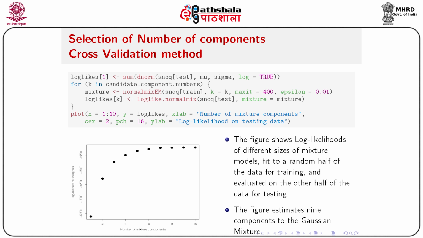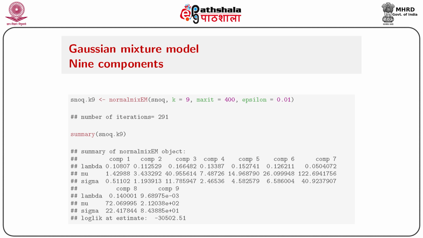And then finally you will see this plot. The figure shows the log likelihood of different sizes of mixture models fit to a random half of the data for training and evaluated on the other half for testing. The figure suggests 9 components of the Gaussian mixture. See, this is 1, 2, 3, 4, up to 9. See, at 9 it becomes flat. After that it's flat, so we can consider 9 as the component size.